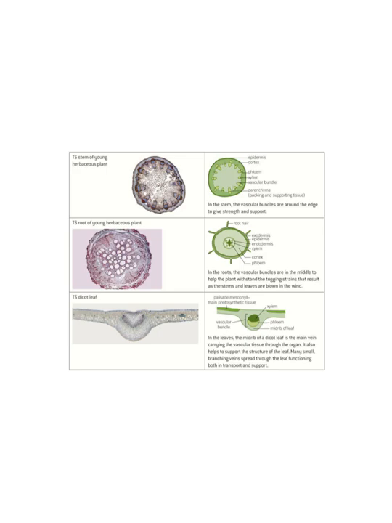Okay, so if you're given the transverse section, so TS means transverse section, of the different vascular bundles in different parts of the plants, just have a look at what they look like. So remember, in the stem, they're located around the edge to give strength and support. In a root, they're located in the center to withstand tugging strains.